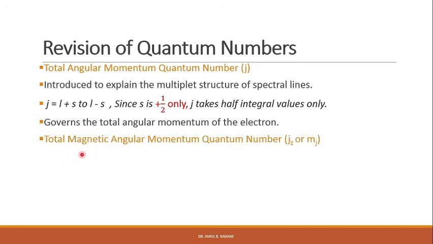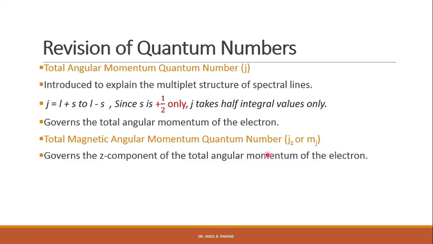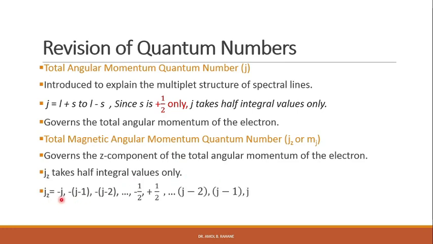Next quantum number is the total magnetic angular momentum quantum number. It is denoted by jz or mj. This governs the z component of the total angular momentum of the electron. jz takes half integral values only. So jz takes values from -j to +j.